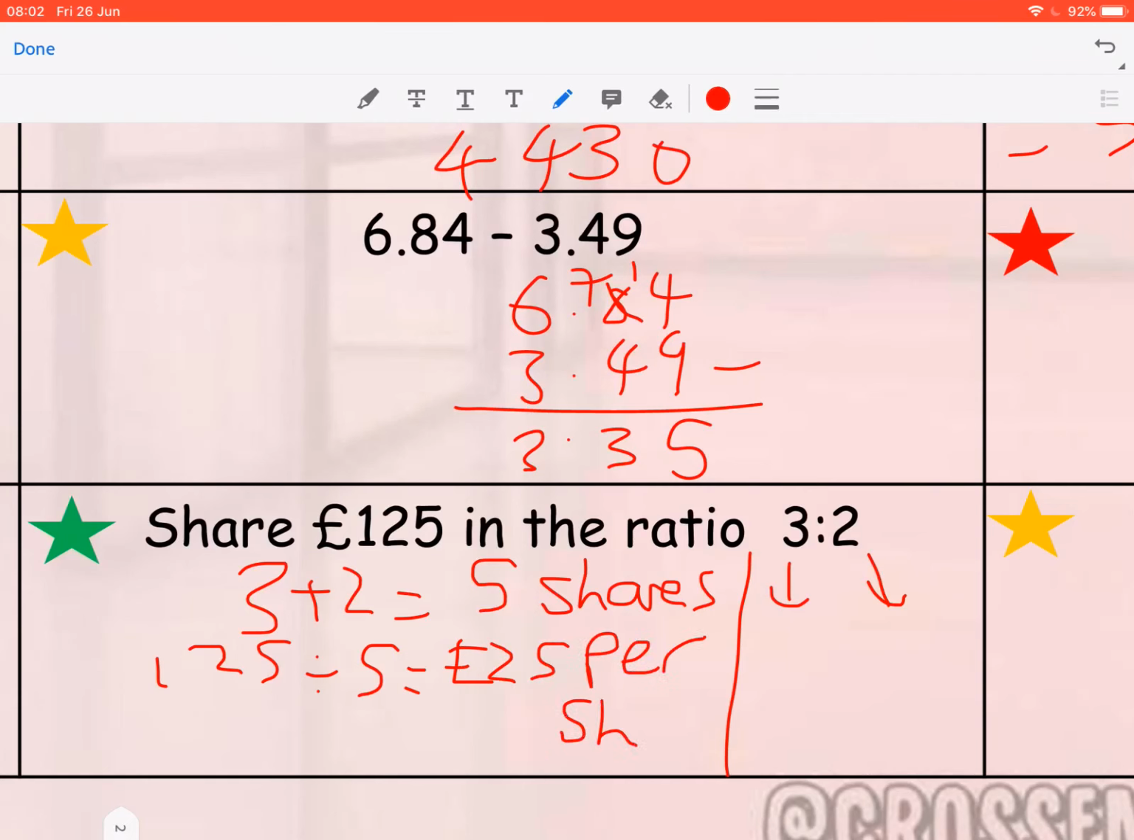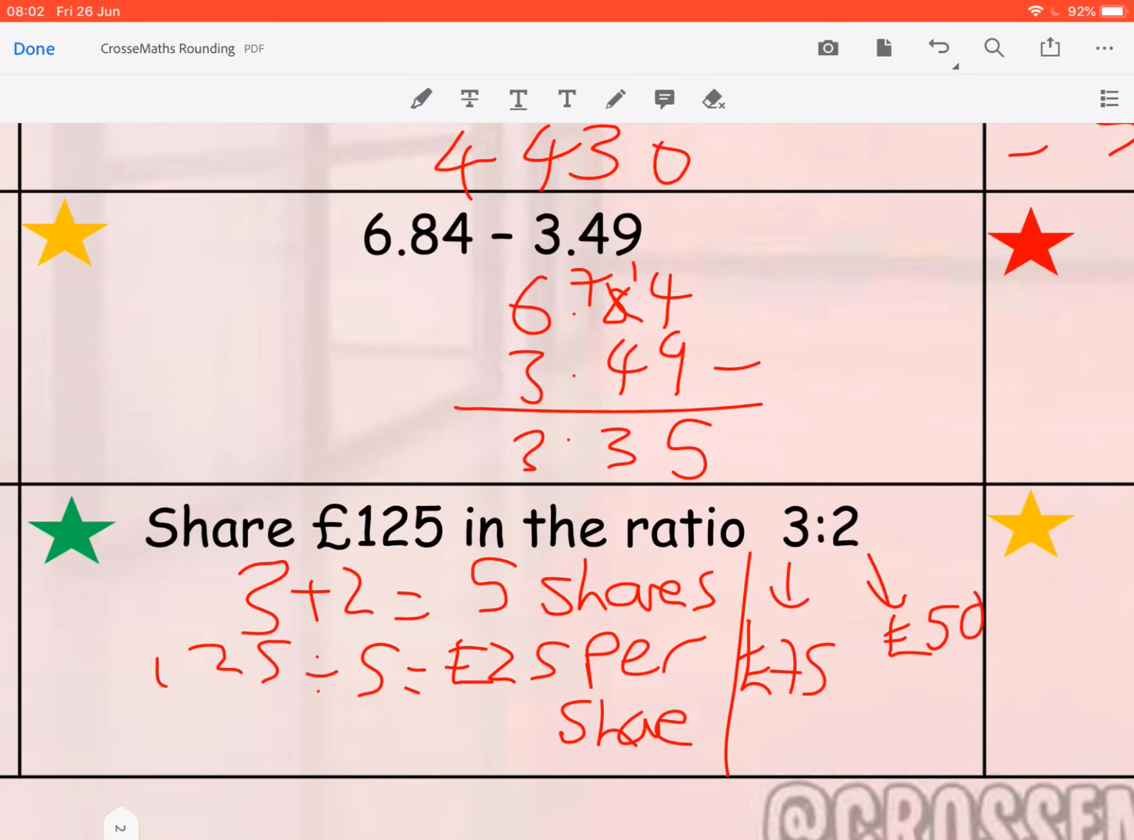If it's £25 per share and one person gets 3, the other person gets 2, the person that gets 3 lots of £25 gets £75. The person that gets 2 lots of £25 gets £50. You can check this is right because you can add them up and they add back to the original amount. Okay, so you know you're correct.